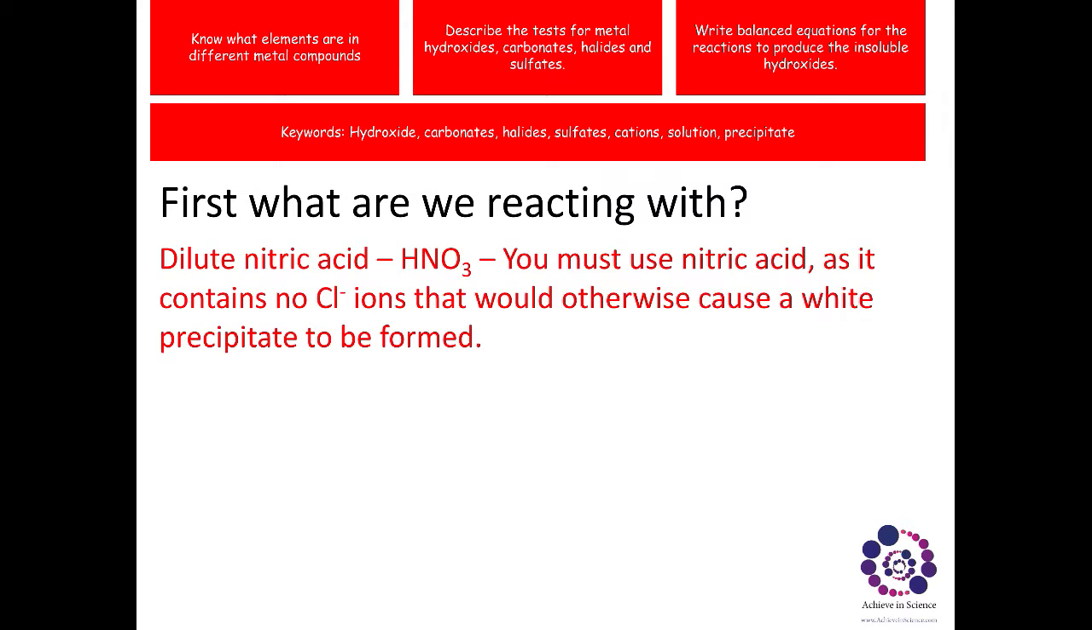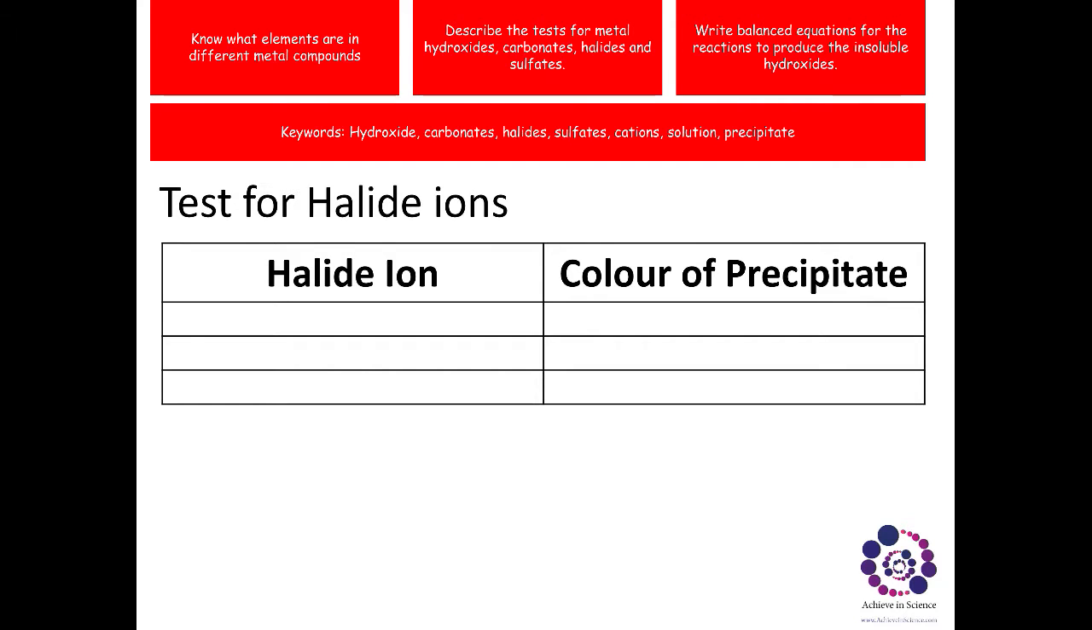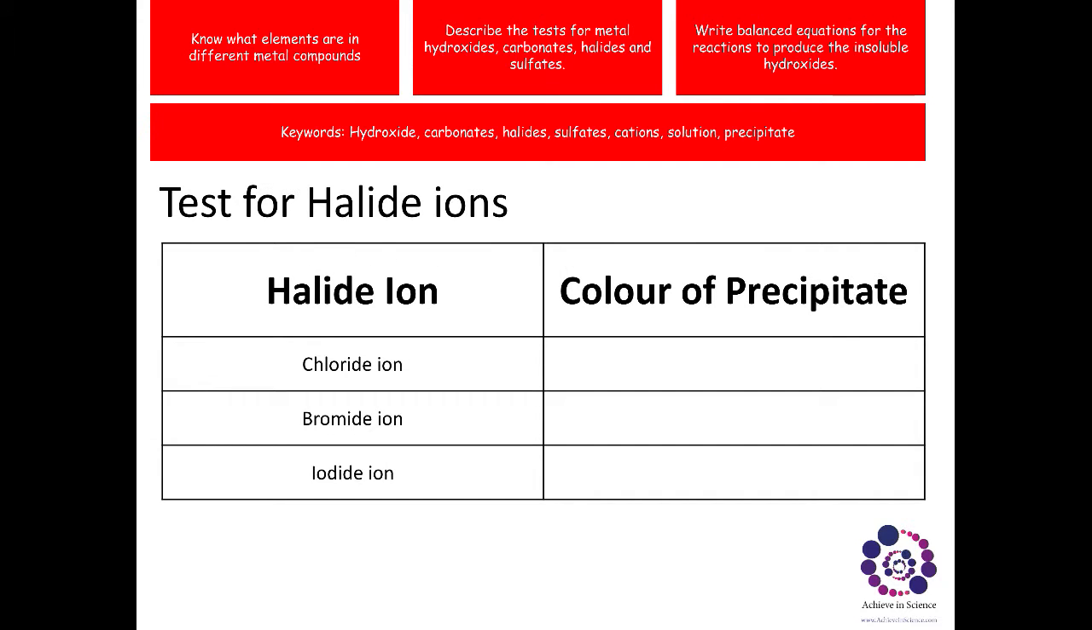First, let's look at what we're reacting with. Dilute nitric acid, HNO3. You must use nitric acid as it contains no chloride ions, which would otherwise cause a white precipitate to be formed. Silver nitrate solution, AgNO3. So the halide ions. Well, we had the chloride ion, the bromide ion and the iodide ion.